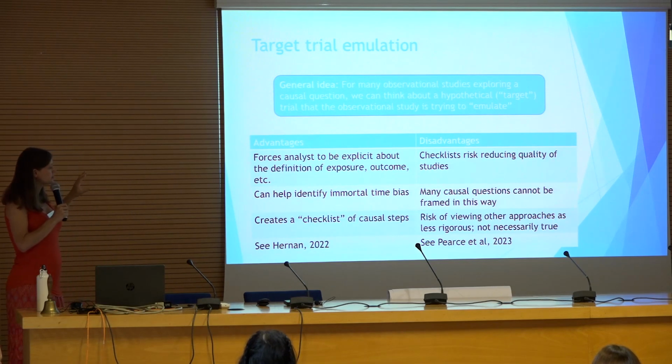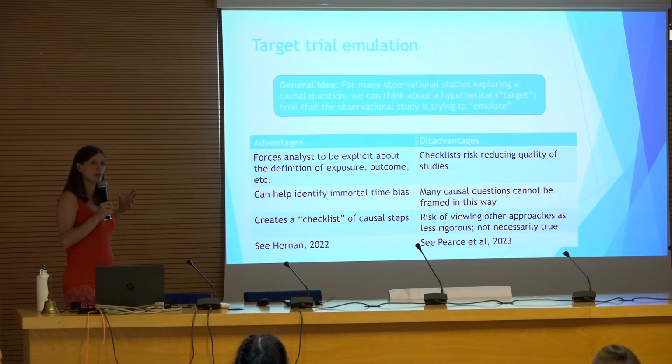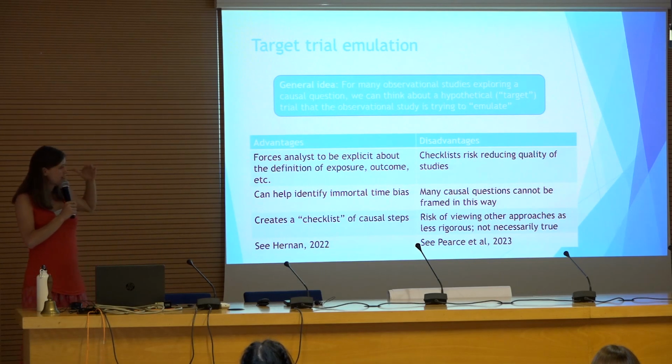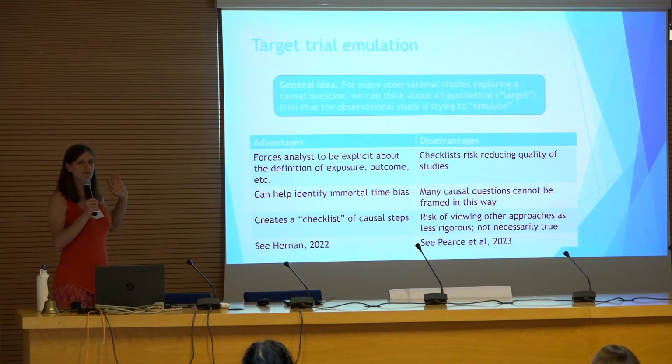It's proven quite useful for identifying certain biases. So in particular, immortal time bias is something that does crop up in a lot of studies using these sorts of data. And thinking about things in this way can help you avoid that particular sort of bias more easily. It does create a sort of checklist of steps, which has its pros and cons. So it does make you think through all the key aspects you need to be considering. So that can be good.